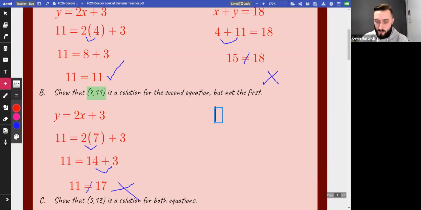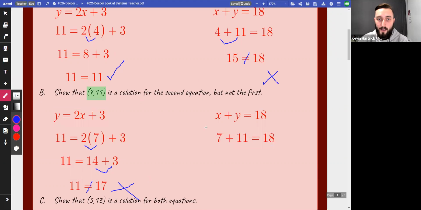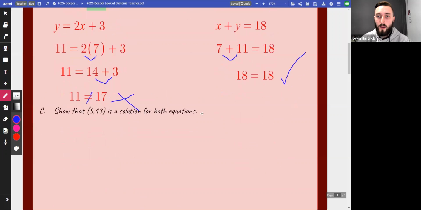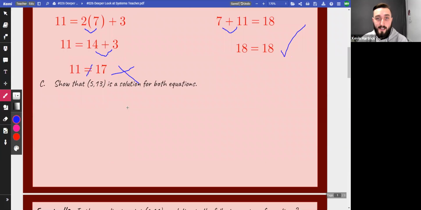Now let's see if it's a solution for the second. So my second equation was x plus y equals 18. I'm going to substitute. So my x value was 7, my y value is 11, and 7 plus 11 does give us 18. So when I simplify this, I do get the left side equaling the right side. So that tells me, yes, this is a point on this line, okay? But it's not a point on the first line, so that means it's not a solution to the system of equations, okay?